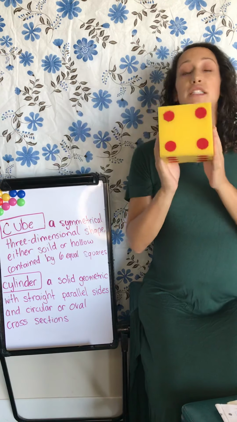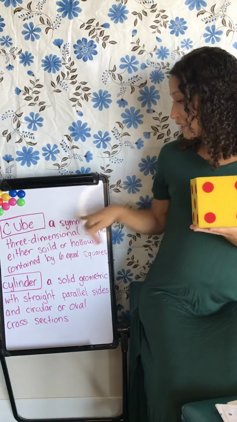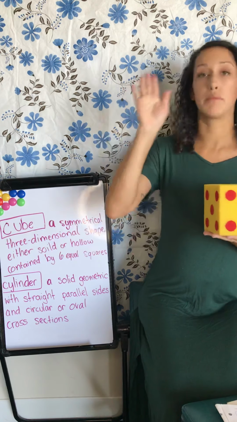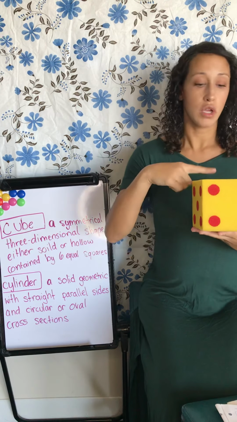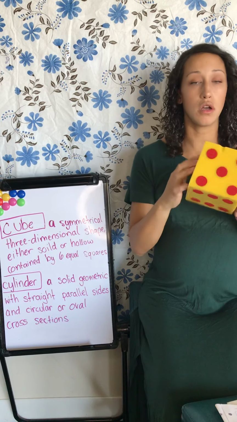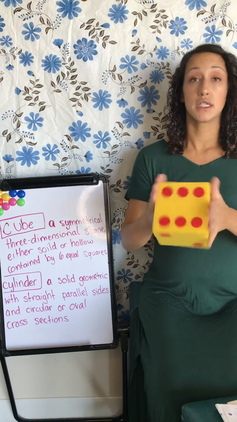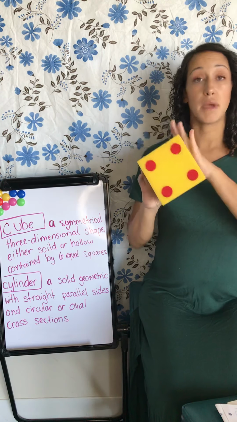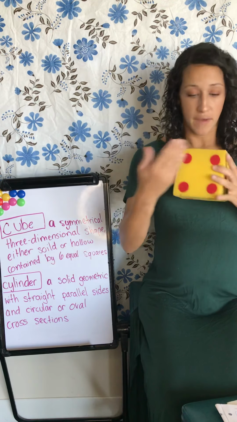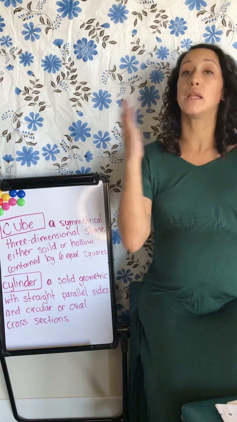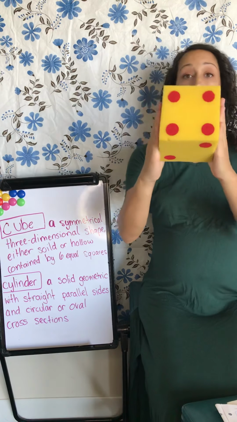This is a cube. A symmetrical three-dimensional shape. Let's stop there. Symmetrical. It means it's the same on all sides. Isn't it the same on all sides? Yeah. Symmetrical. That's all it means. If I were to fold it in half or cut it open, it'd be the same on both sides. So this is symmetrical.